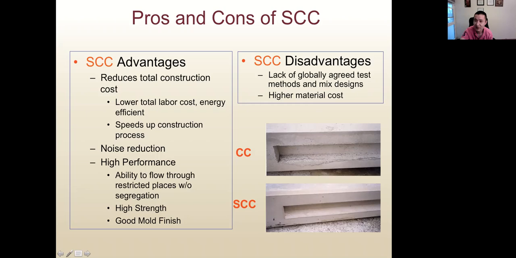The disadvantages of SCC include the lack of a global accurate testing method and mix design method, because relatively speaking, SCC is still new, about 2 or 3 decades. In the US, it is around 20 years, 2 decades. And also the higher material cost, because we use superplasticizer and more cement.